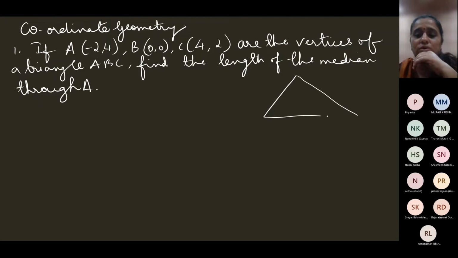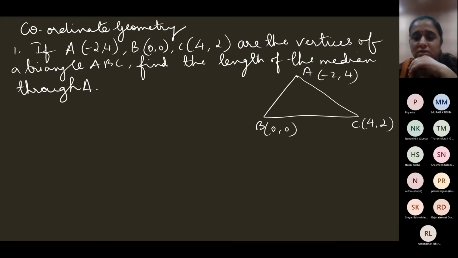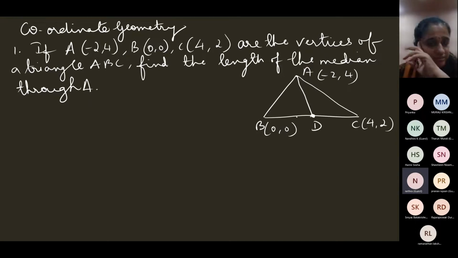Through A. So a rough diagram like this: A is at -2, 4. B is at the origin, 0, 0. C is at 4, 2. You need to find the length of the median through A, from here. Let's call this D. You need to find the midpoint of BC, correct. And then how will we find the length of the median? Using the distance of AD.